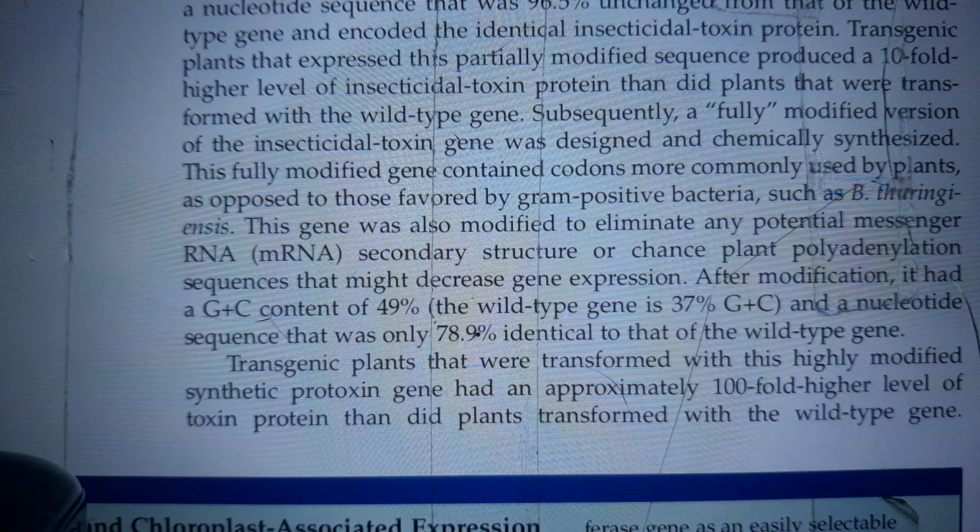Subsequently, a fully modified version of the insecticidal toxin gene was designed and chemically synthesized. This fully modified gene contained codons more commonly used by plants as opposed to those favored by gram-positive bacteria such as Bacillus thuringiensis. This gene was also modified to eliminate any potential mRNA secondary structure or chance plant polyadenylation sequences that might decrease gene expression. After modification, it had a G plus C content of 49%. The wild-type gene is 37% G plus C. It had a nucleotide sequence that was only 78.9% identical to that of the wild-type gene.